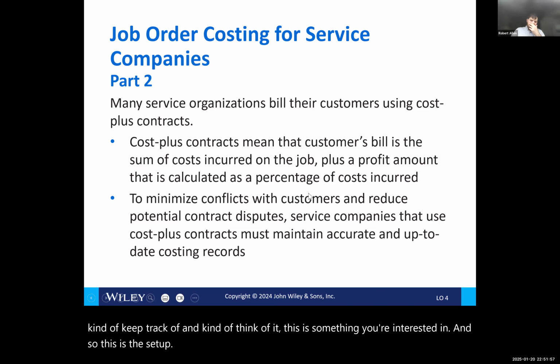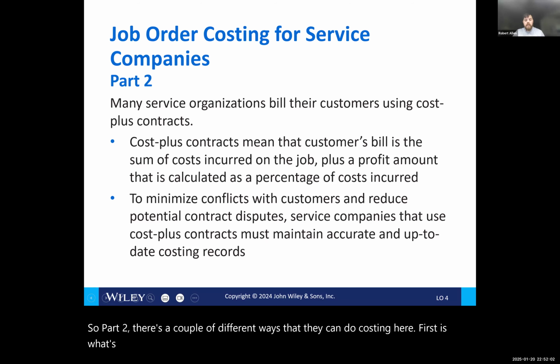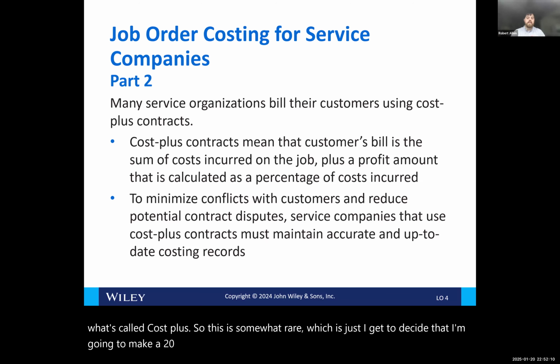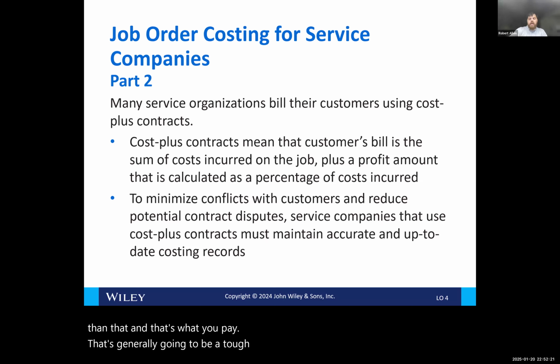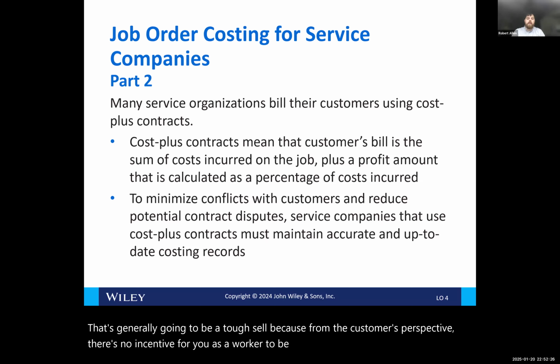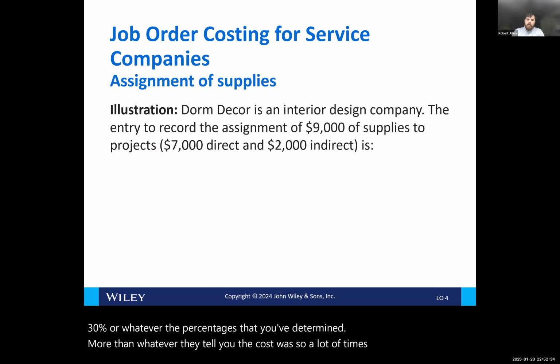So part two, there's a couple of different ways that they can do costing here. First is what's called cost plus. So this is somewhat rare, which is just I get to decide that I'm going to make a 20% profit, and then whatever my cost is, I just charge you 20% more than that, and that's what you pay. That's generally going to be a tough sell, because from the customer's perspective, there's no incentive for you as a worker to be efficient, because you'll just pay 20% or 30% or whatever the percentage is that you've determined, more than whatever they tell you the cost was. So a lot of times that doesn't work very well.